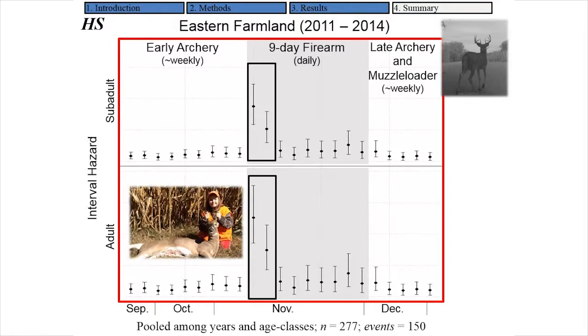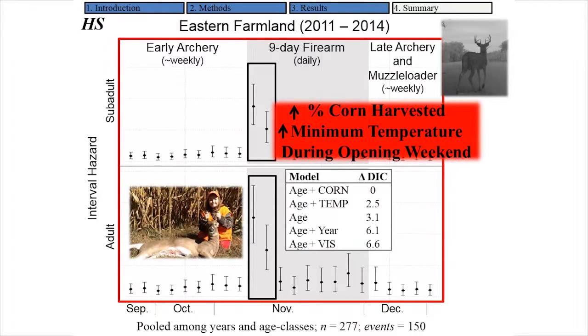And we were able to pick that up with our modeling, finding parameters of percent corn harvested and minimum daily temperature to have some relationship, or at least a correlation, with overall mortality during the hunting season. So by only looking at what's going on these 2 days, we're able to sufficiently model some of this intra- and inter-annual variation in hazards. And that's not the case in the northern forest, and again, maybe due to that hunting culture up north, whereas in the east, people are probably not commuting as far, only hunting that opening weekend and then maybe being done for the season.